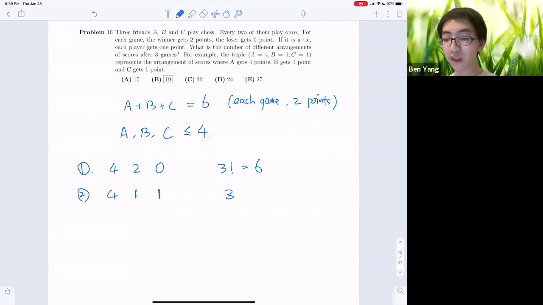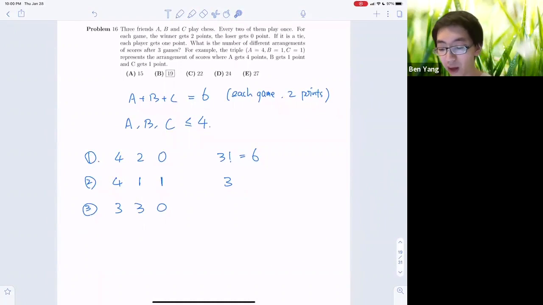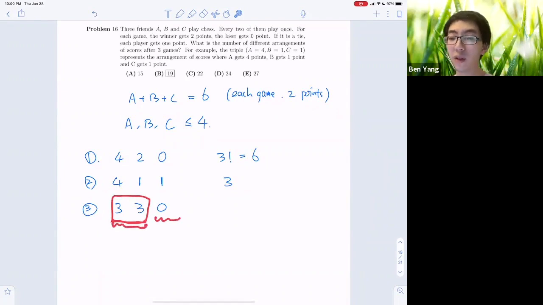All right, then we're done with the cases where the largest of those 3 numbers is equal to 4. So then let's move on to the case where the largest number is 3. So first of all, we have 3, 3, 0. That is possible because these two people can both beat the third guy. Well, they can tie their own game. So that's how they can get 3, 3, 0.